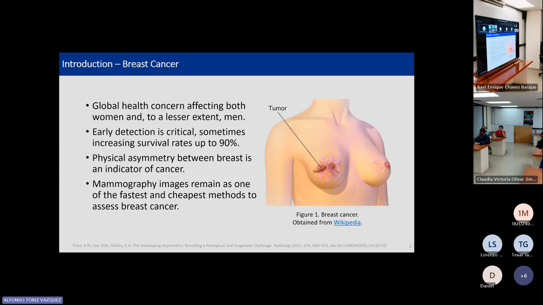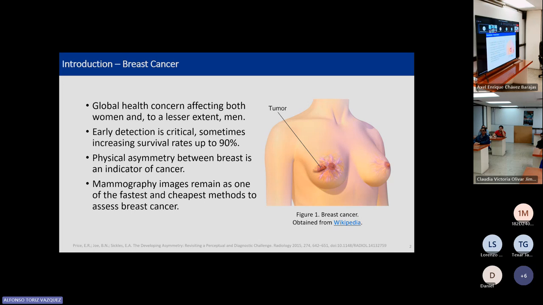Sorry for the inconveniences. Breast cancer is a pervasive global health issue that knows no boundaries and continues to impact lives worldwide. Our collective efforts in research and innovation are crucial in addressing this challenge. Early detection is the linchpin in our fight against breast cancer. Detecting it at an early stage can significantly enhance survival rates, sometimes reaching up to 90%. This underscores the importance of regular screening and self-examination.